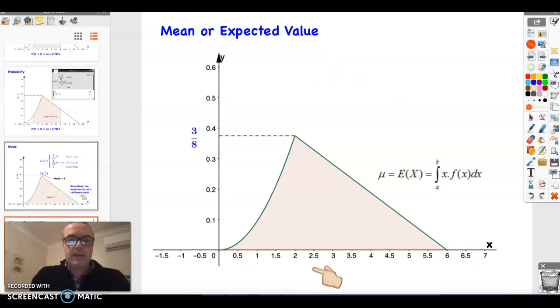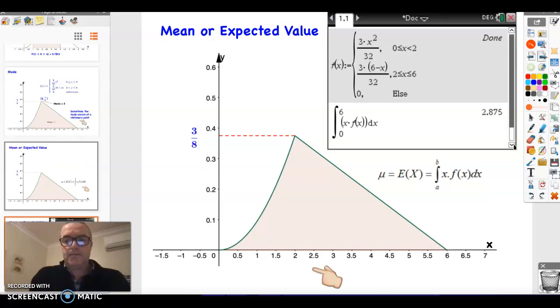Let's have a look at the mean or expected value. So here was our formula for the mean. So we've got the integral of x multiplied by the function f of x. Here that has been performed with the CAS calculator. So the integral from 0 to 6 of x times f of x is approximately, or maybe exactly, 2.875.